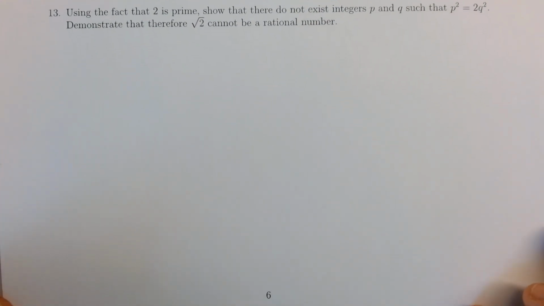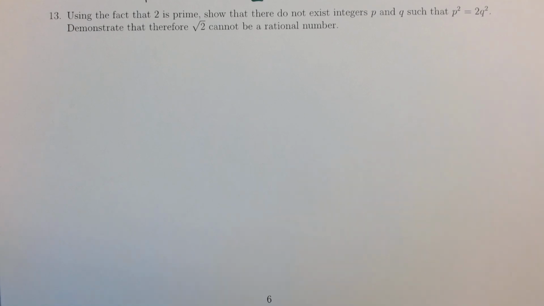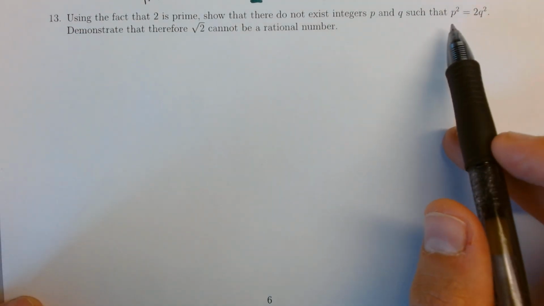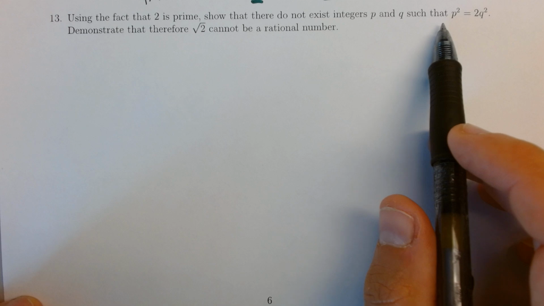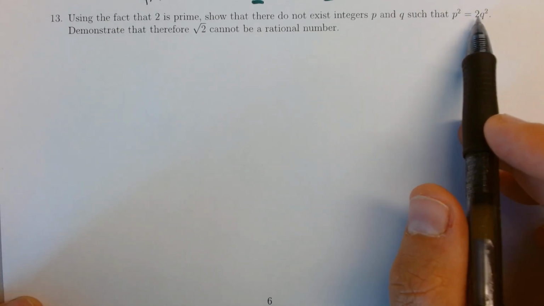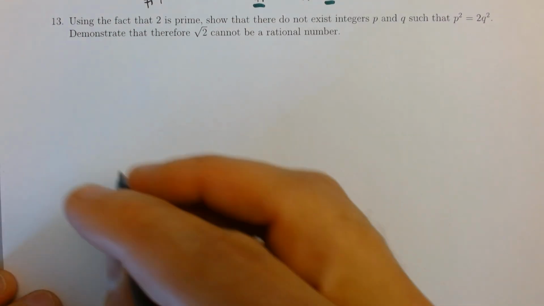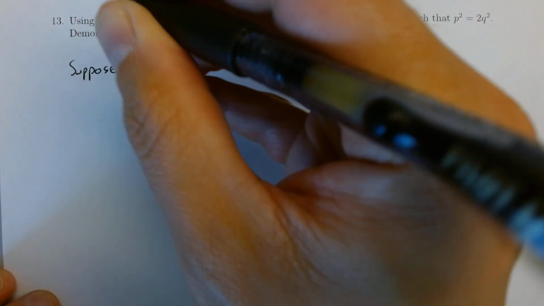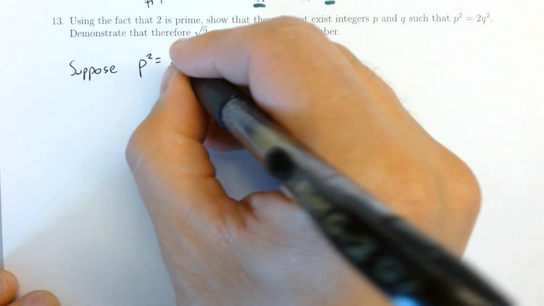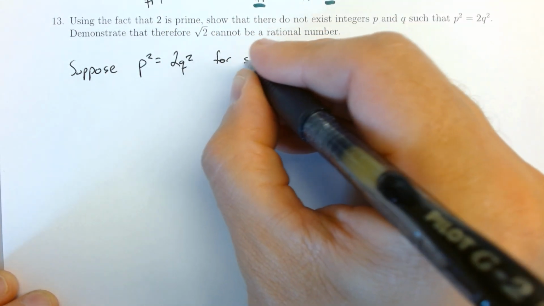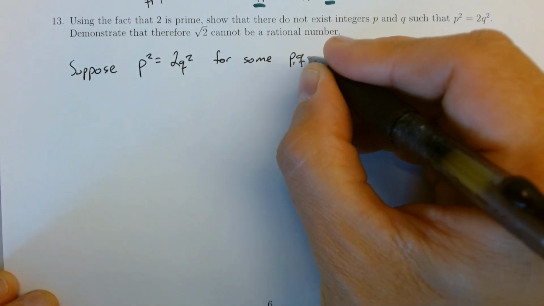Okay, our last problem is to show that essentially the square root of 2 is not a rational number. But we first want to show that this isn't possible, that you can't have two integers where p squared is 2 times q squared. So, as we usually do, suppose that it does happen. So suppose p squared is equal to 2q squared for some p and q in the integers.